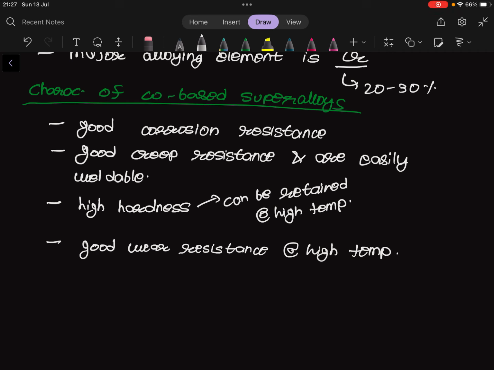But this kind of alloy also has some drawbacks. They suffer a lot from thermal fatigue because they have high hardness and they are quite brittle. So they are least susceptible to the variation in temperature. Due to this reason, it is not extensively used in gas turbine. So we can use cobalt based superalloy as a coating.